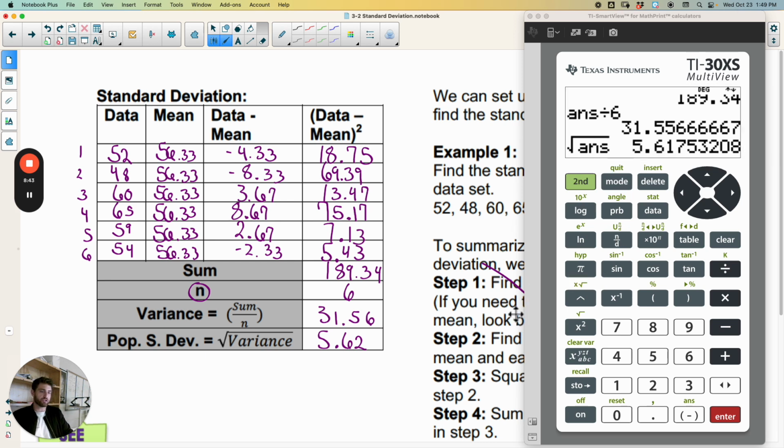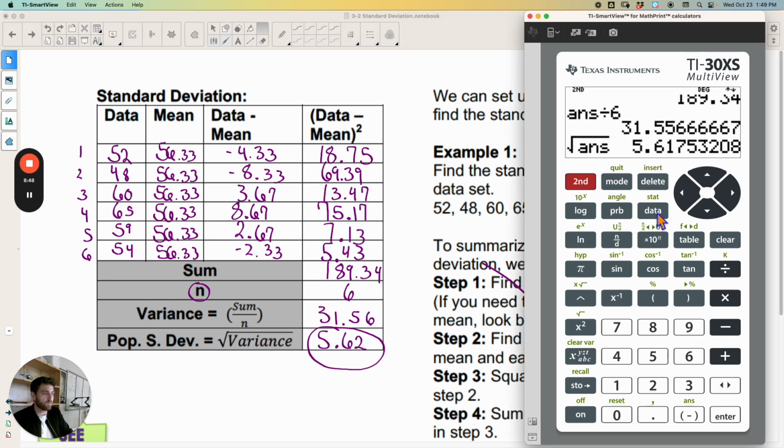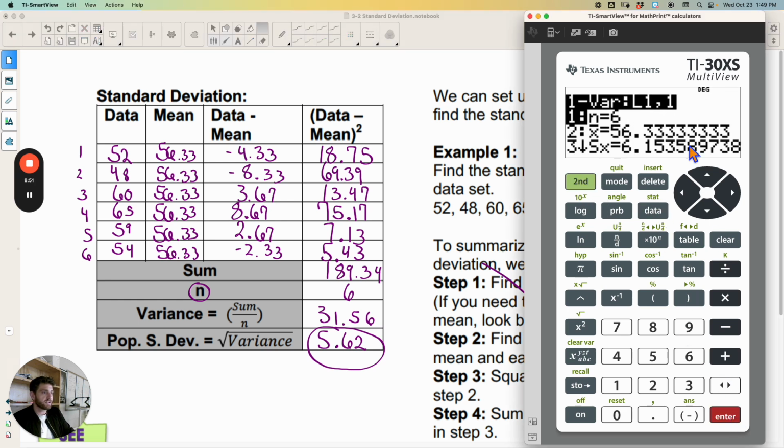Now, one more thing I want to mention, first off, let's just mention this is my standard deviation. And if I go over to one variable stats of the same data that I have and I scroll down to line number 4, you'll see this is the population standard deviation, 5.617. We rounded to 2 decimal places, so this ends up being approximately the same. So we got it right. And we did all this by hand. And so your calculator is doing all of this behind the scenes whenever you ask it to find the standard deviation. So the population standard deviation is line number 4 under one variable stats.